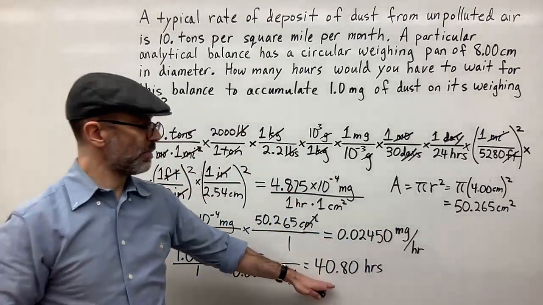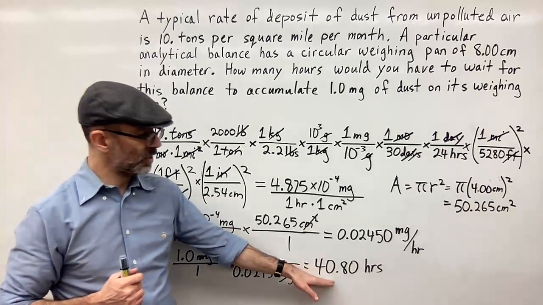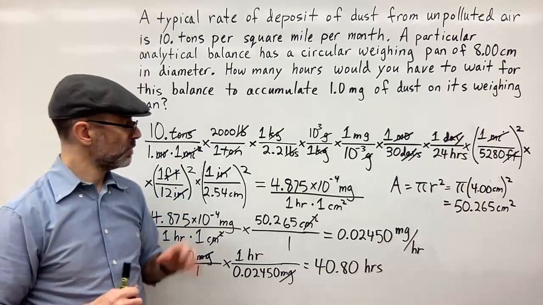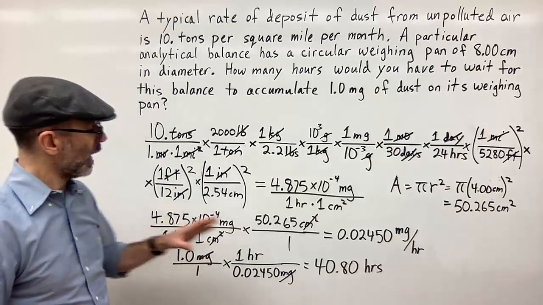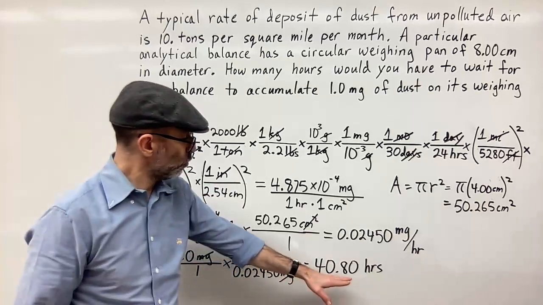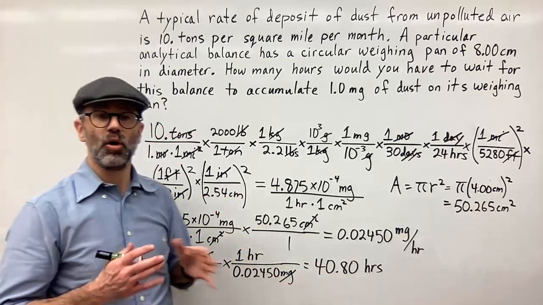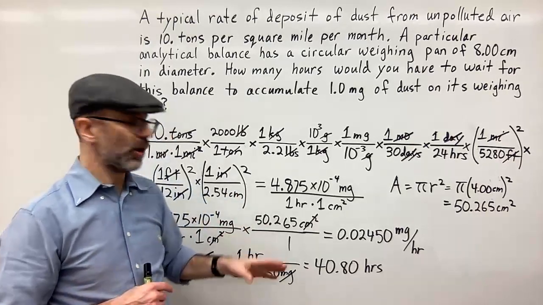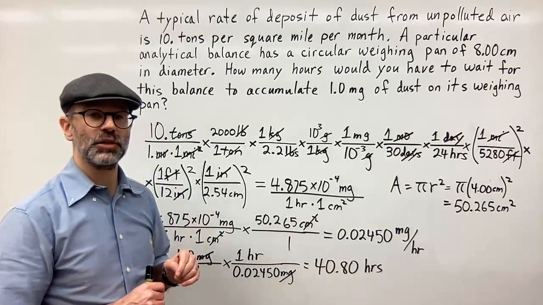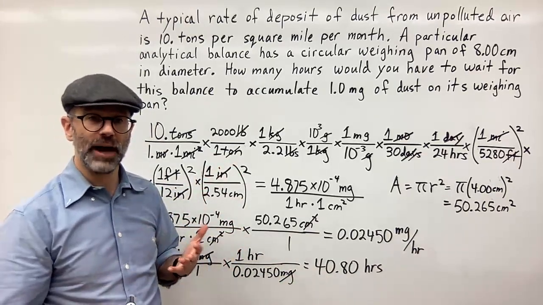So this is the amount of time it will take for 1 milligram of dust to settle and build up on the pan. Okay, so now we have to go to sig figs. So we've been multiplying and dividing. Remember, the rule for sig figs when you multiply and divide is that your answer should have the same number of sig figs as the least number of sig figs in all of the measurements that you have been multiplying and dividing.